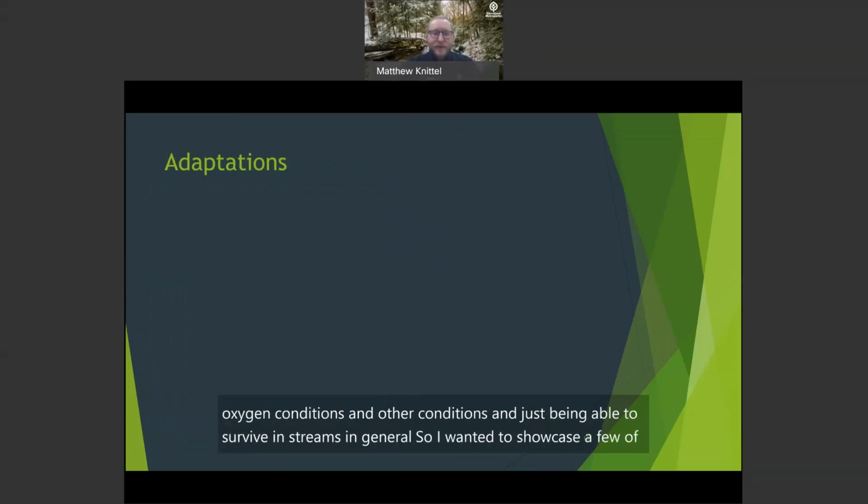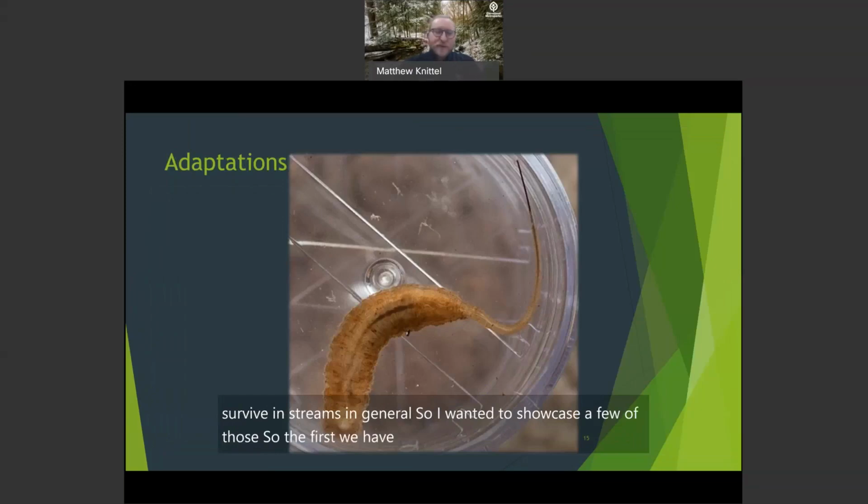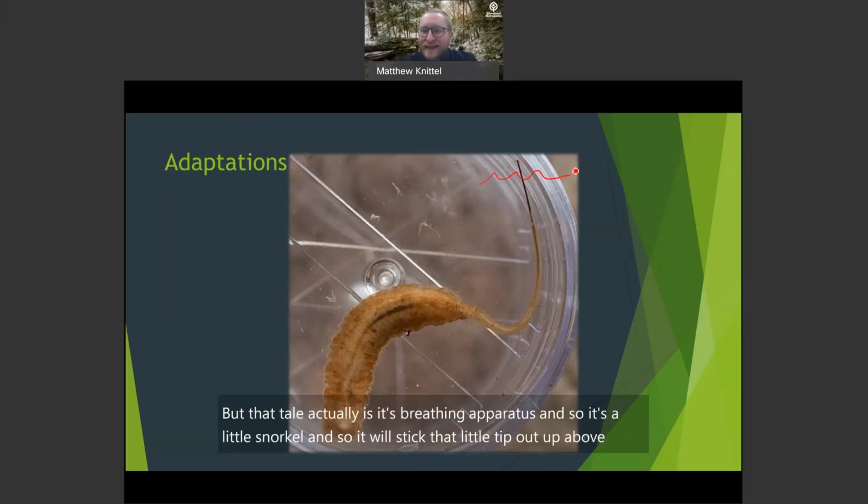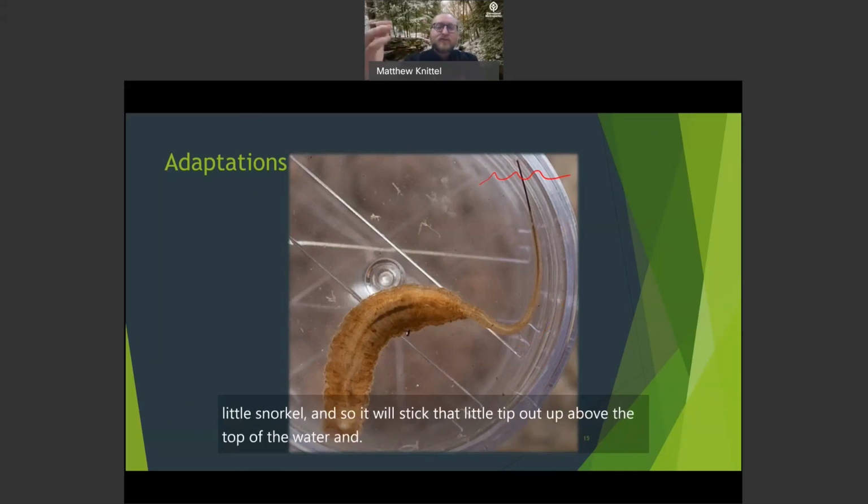So the first we have here is a rat-tailed maggot. From the name maggot, you might be able to piece together that it is a fly larva. And you might be able to see that it's got this nice long skinny tail, and that's why it's named the rat-tailed maggot. But that tail actually is its breathing apparatus. It's a little snorkel. It will stick that little tip out above the top of the water, and then it's able to breathe the air, and that way it doesn't have to breathe the low oxygenated water, and so it can survive in those low oxygen waters.